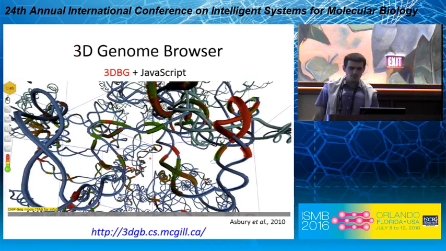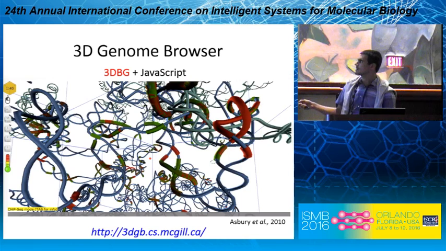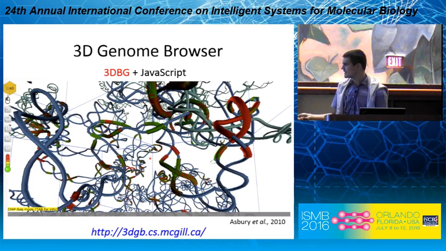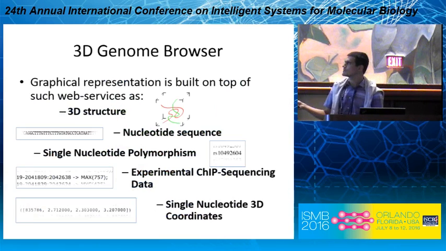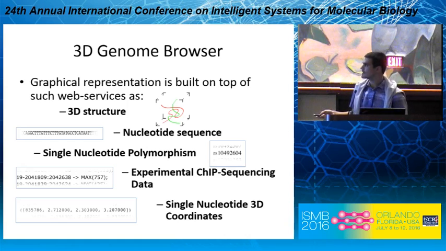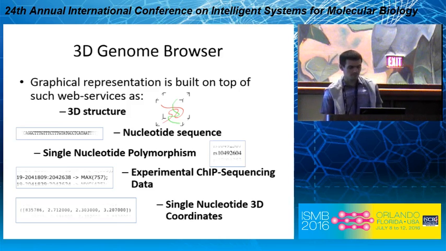So with the help of 3DBG and JavaScript, we created the 3D Genome Browser. Again, you can go ahead and watch this. The graphical representation is built on these web services: the 3D structure, which is all these 3D curves that you will see on the screen, the nucleotide sequence, SNPs, ChIP-seq data, and single nucleotide 3D coordinates.